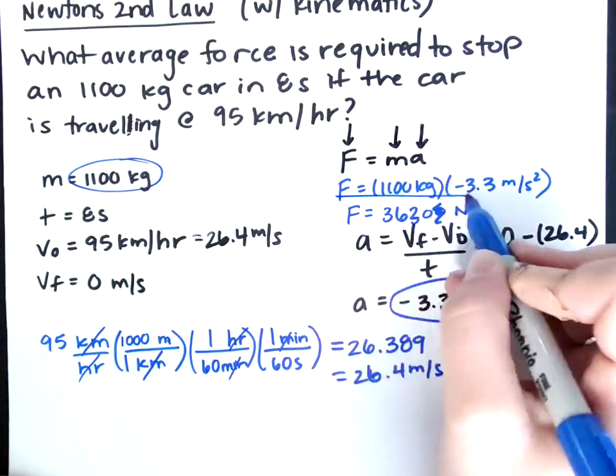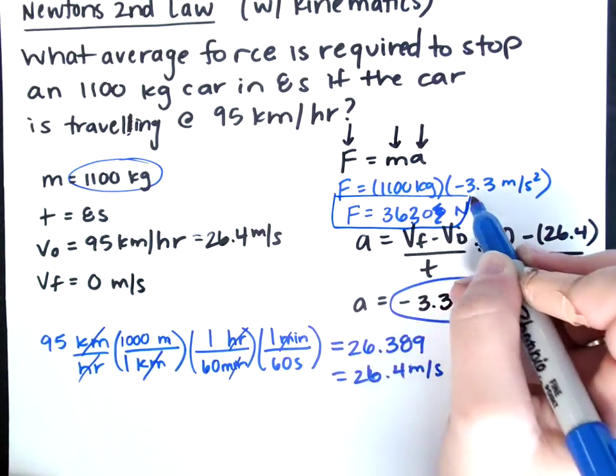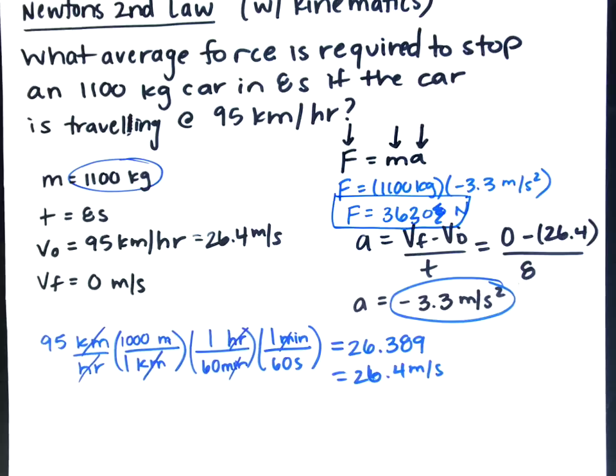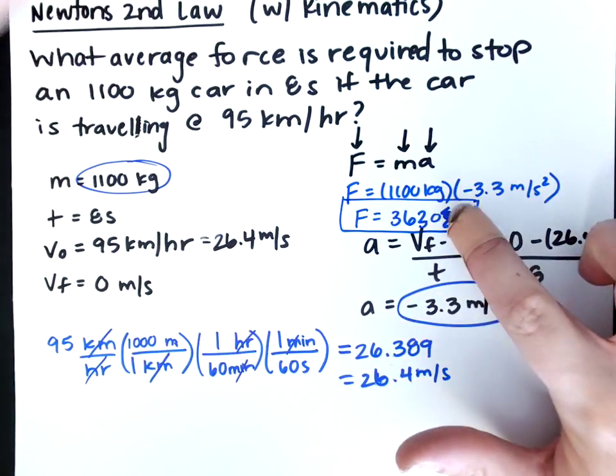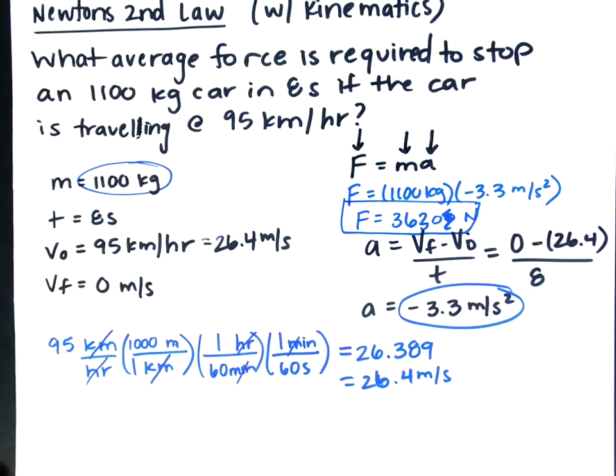Great. 3,630 newtons required to stop the vehicle. Not negative, because I was using exactly. Well, it's required to stop it, so it's going to be the force that's opposing its motion. That's what the negative tells us. But the magnitude of the force is 3,630.